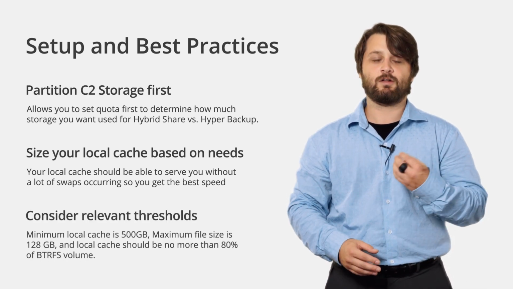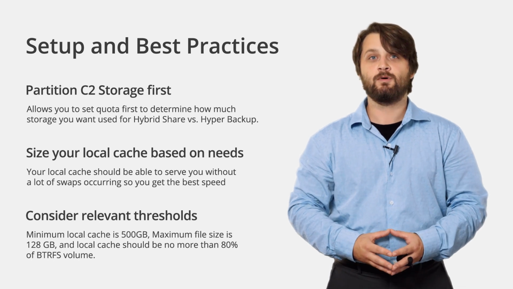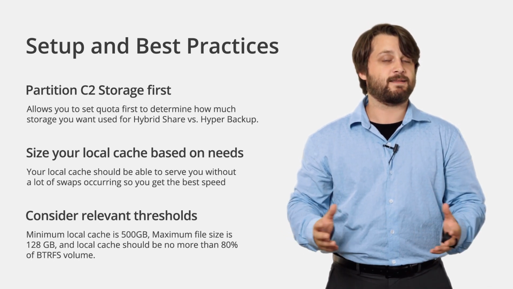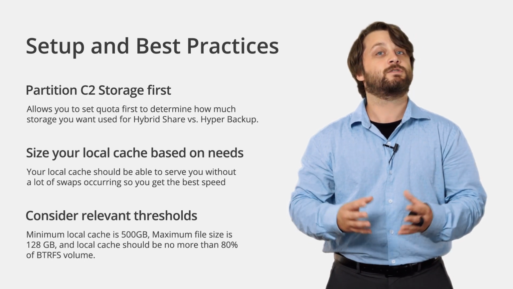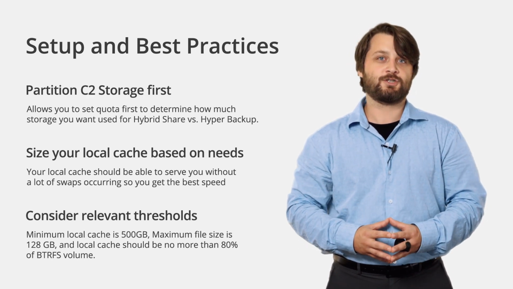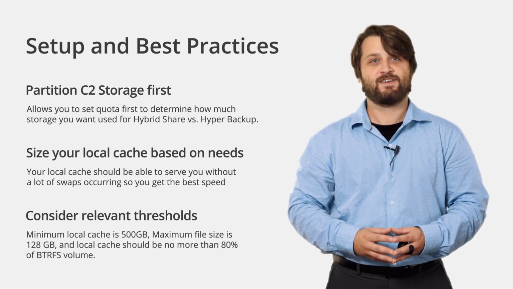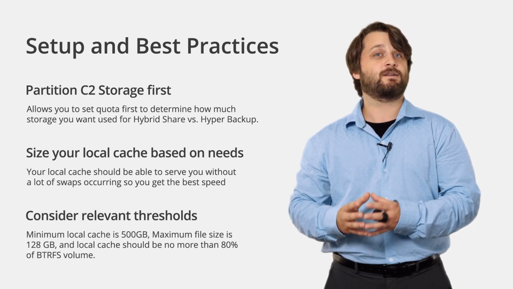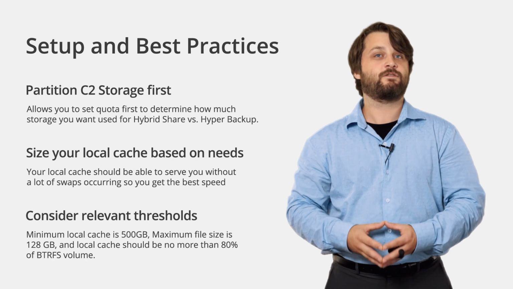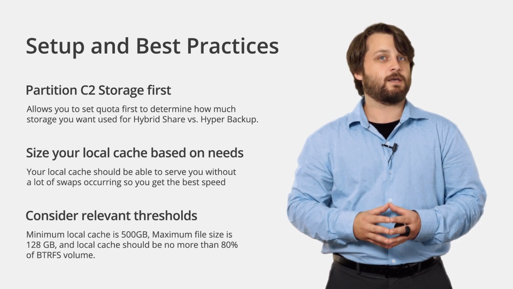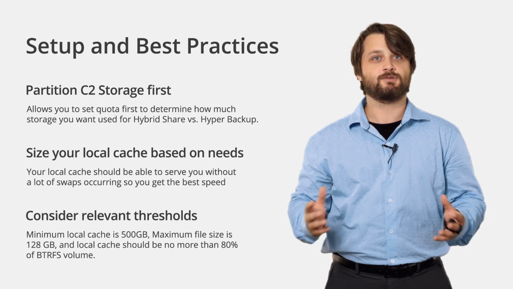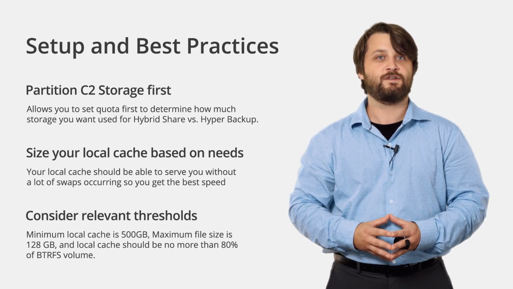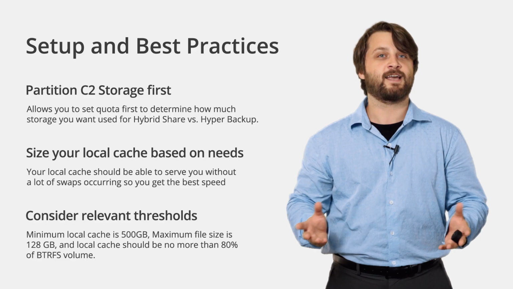You then want to consider some relevant thresholds with Hybrid Share. For example, the minimum local cache is 500 gigabytes, so you need to be able to accommodate that. On top of that, the maximum file upload is 128 gigabytes, and your local cache shouldn't be more than 80% of your BTRFS volume. The reason being is if you dumped a lot of data into your local cache of your Hybrid Share folder, it can actually occupy a little bit more of your BTRFS volume, so it can actually finish the upload to C2. So you need to have a little bit of wiggle room so it can actually finish that operation. So let's check everything out.